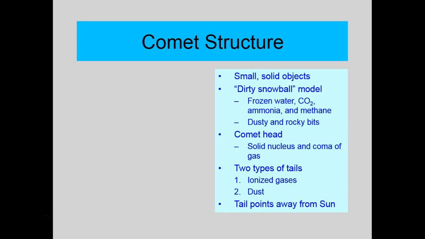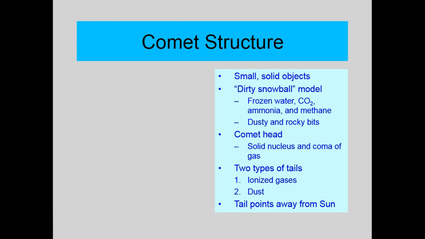Now, two parts of these. You have the head, which is mostly the frozen part. It's a solid nucleus and a coma of gases around that nucleus. These are the things that have begun to melt from that snowball, and those are the coma of gases around that. There are two types of tails. One type is ionized gases.